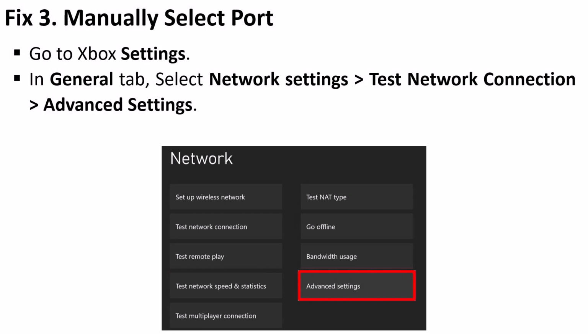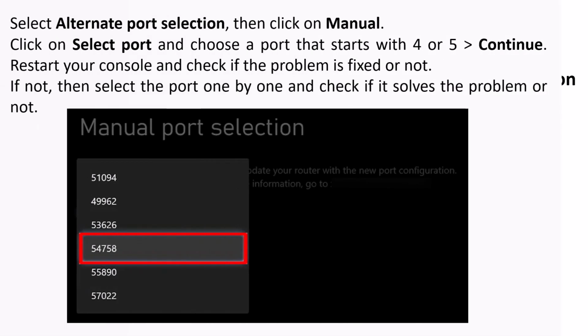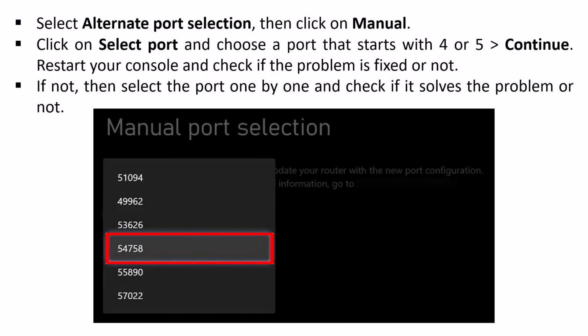Fix 3, manually select port. Go to Xbox settings, in general tab select network settings, test network connection, advanced settings. Select alternate port selection, then click on manual, click on select port and choose a port that starts with 4 or 5, continue. Now restart your console and then check if the problem is solved or not. If not, then select the ports one by one and see which one works for you.